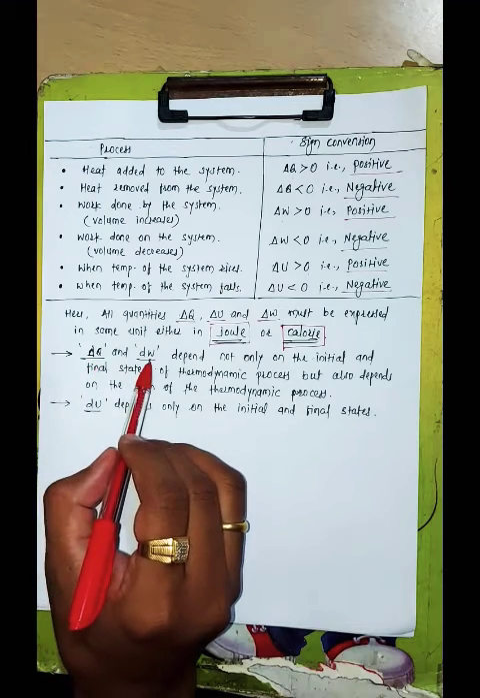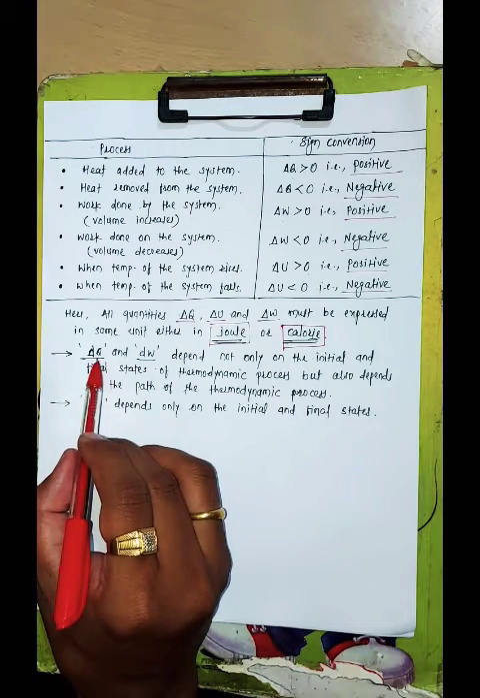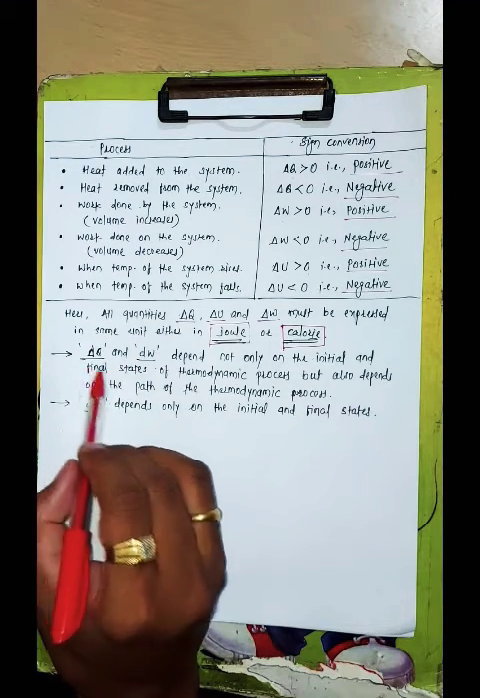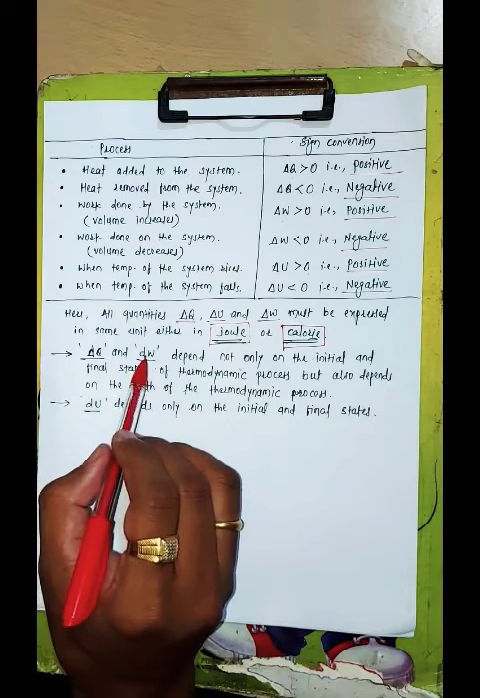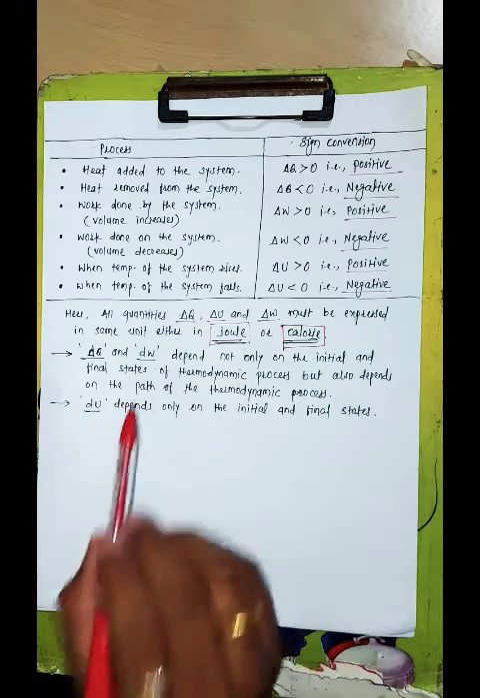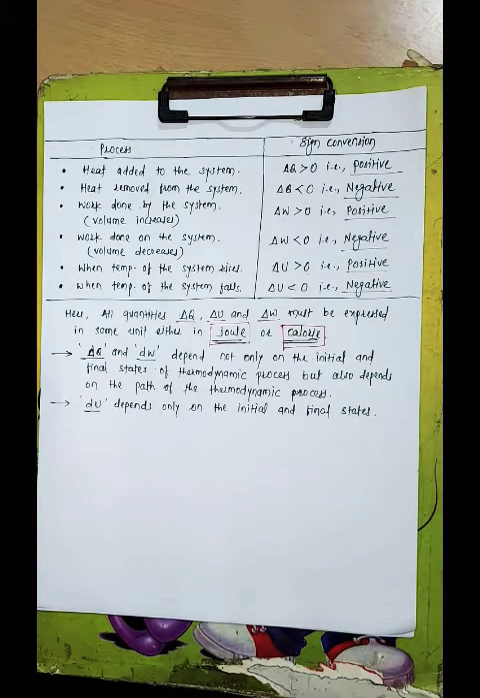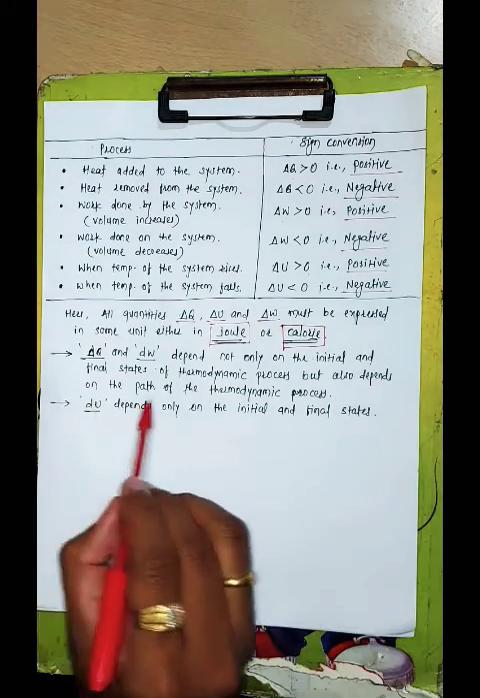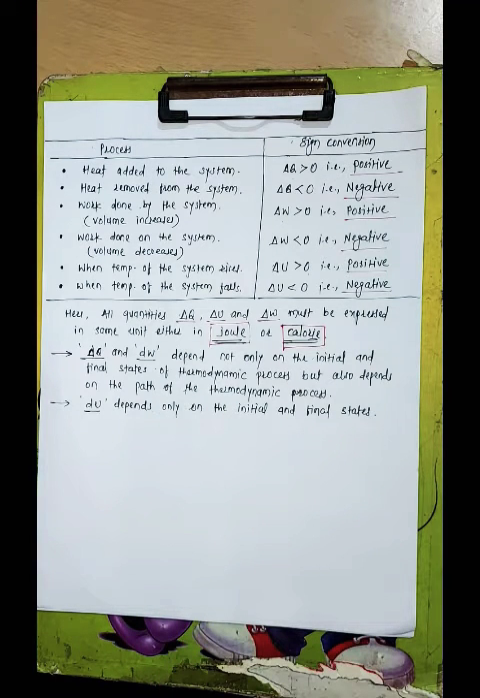So we will make a statement about delta Q, delta W and delta U. dQ and dW, that means the amount of heat supplied to the system and the amount of work done, both quantities depend not only on the initial and final states of the thermodynamic system, but also on the path of that thermodynamic system.